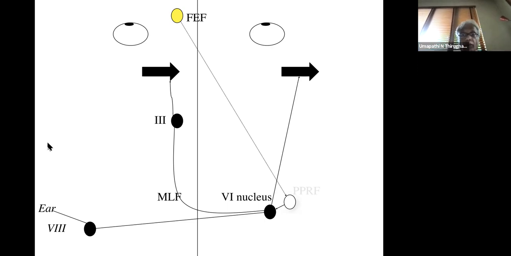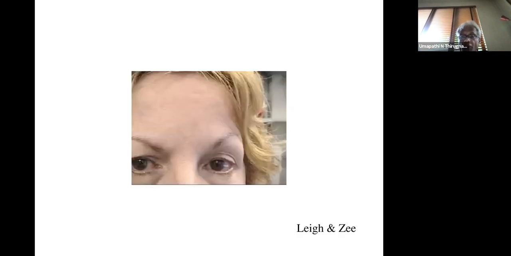So now you realize that to differentiate between a frontal eye field lesion and a 6 nucleus lesion for gaze palsy, you have one additional tool.